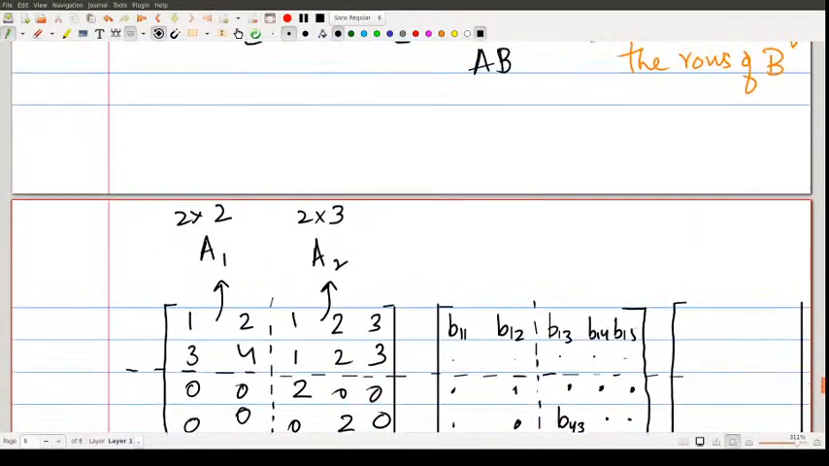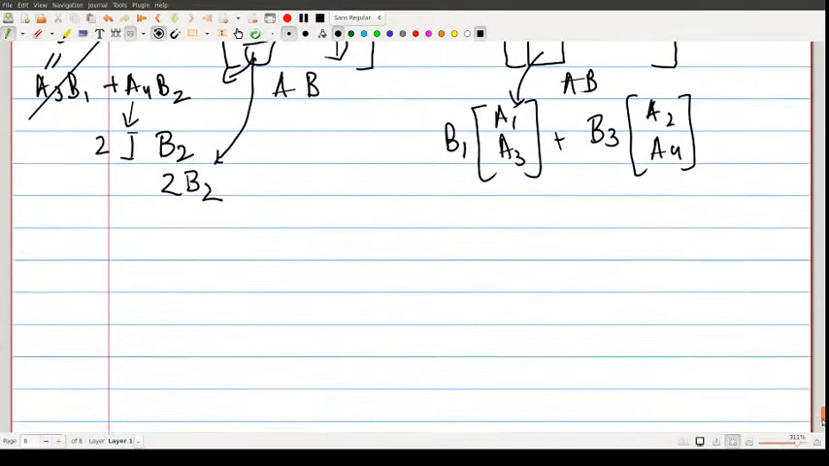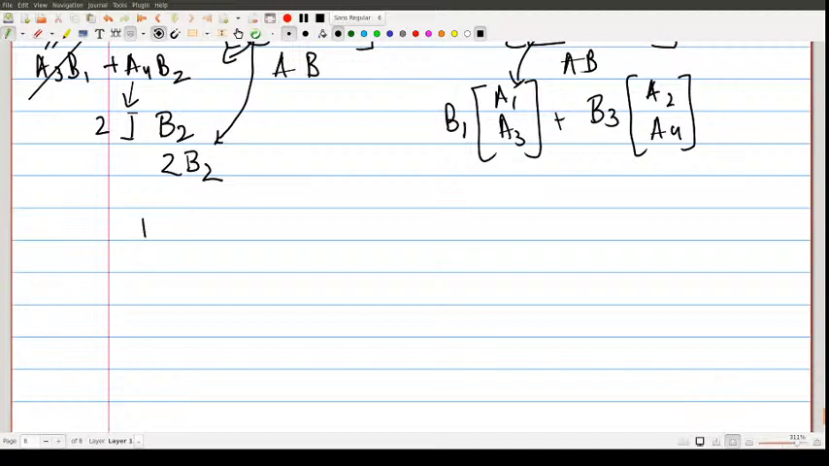That's something that I can simplify my matrix as. So I can have a chunk here which is just 2 times B2. So this times this, and this times this. 3 by 2, 2 by 3, it's compatible. So that's a block that I will have right here. Okay, so this is called partitioning and block matrix multiplication.